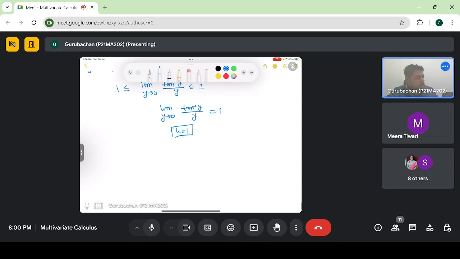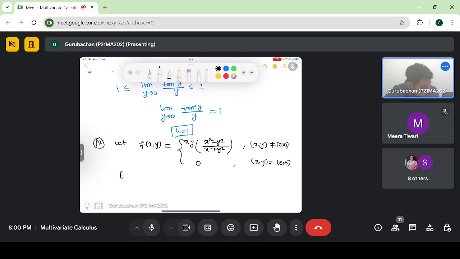Okay, now let me conclude with the last question. Let f(x,y) be equal to xy times (x square minus y square) divided by (x square plus y square), where (x,y) is not equal to (0,0), and 0 when (x,y) equals (0,0). Now examine the continuity of f.